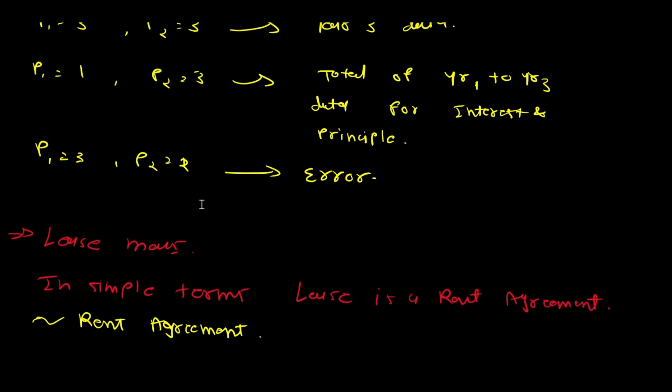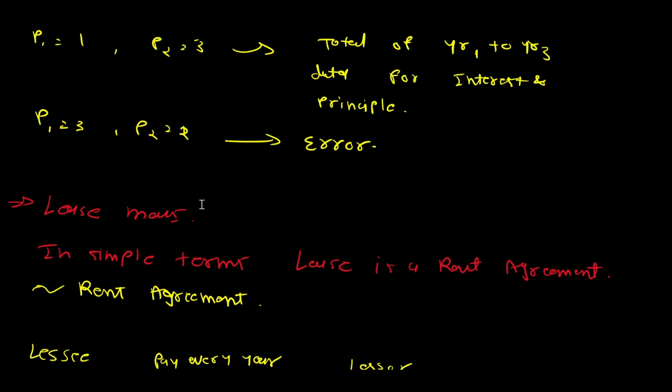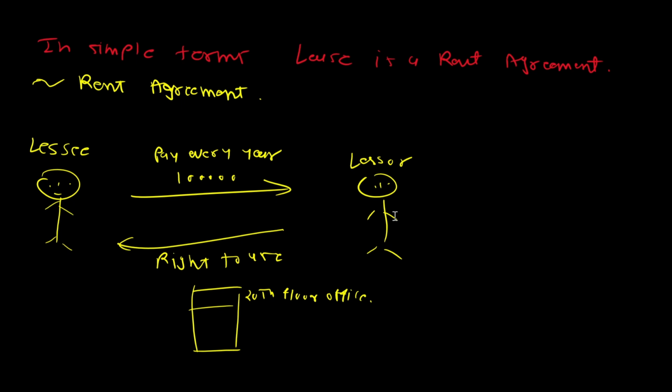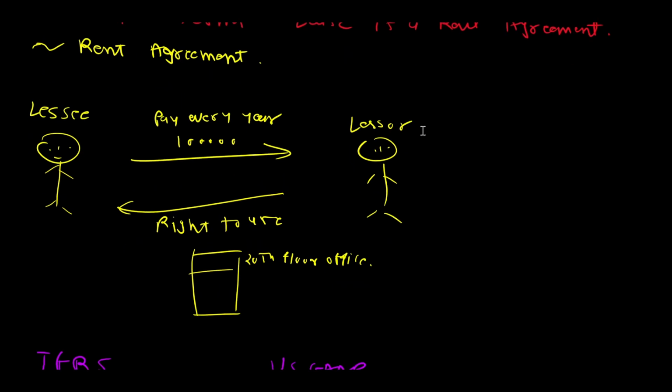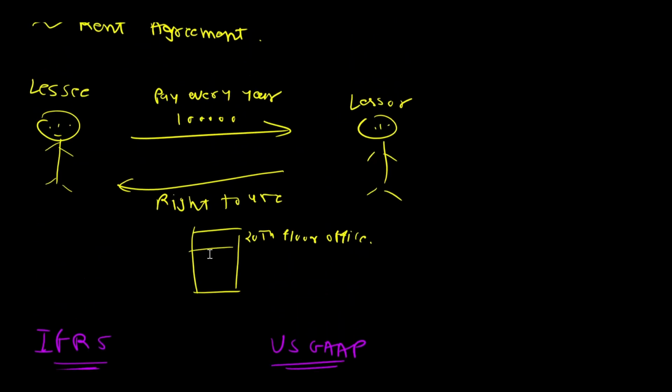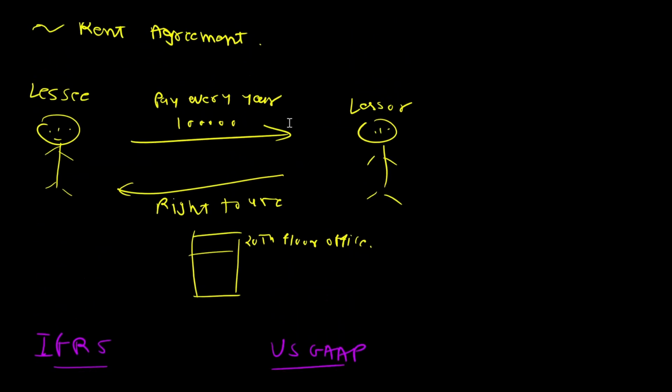Then we come to the lease. Lease means, in simple terms, a rent agreement. What type of rent agreement? There is a lessee and a lessor. You both agree that I will pay every year 1 lakh rupees, in return of which I would get the right to use the 20th floor of your office building. So that is a lease agreement.